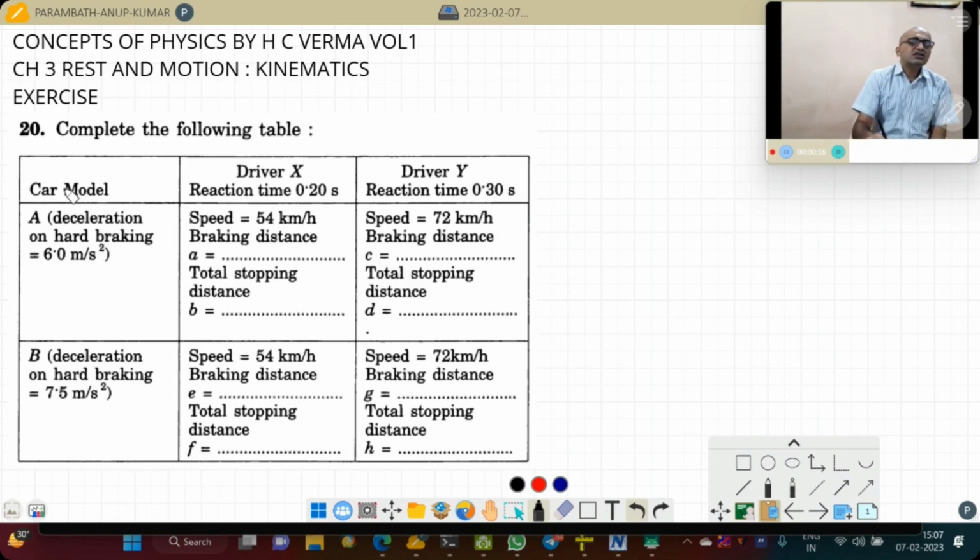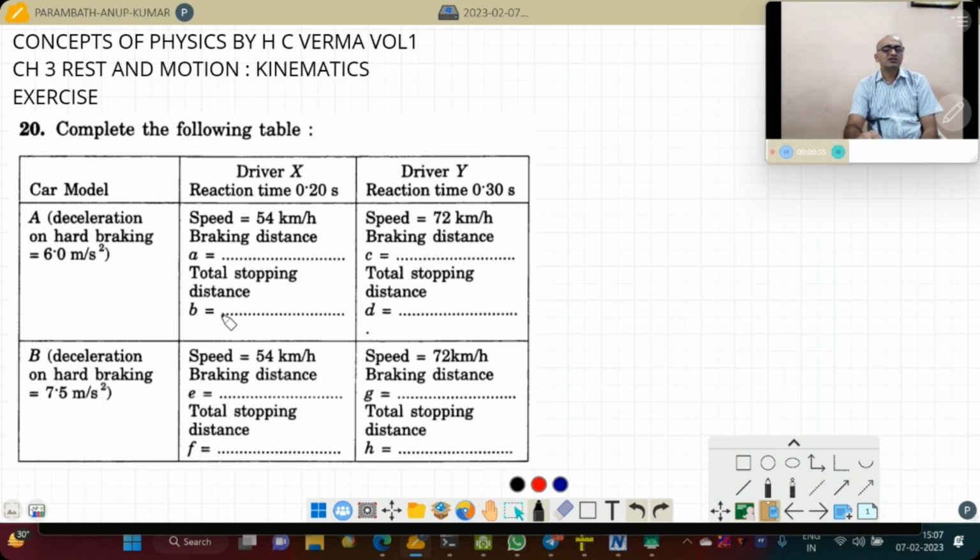Here it is mentioned that a car model is given. This is A model, and it has a deceleration of 6 meter per second square. This is B model, having deceleration 7.5 meter per second square. There is driver X whose reaction time is 0.2 seconds and driver Y whose reaction time is 0.3 seconds. The initial speed of driver X is 54 km per hour in model A, and in model B also the same speed, 54 km per hour. We have to fill in this table.